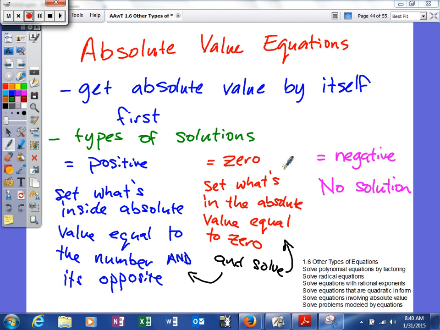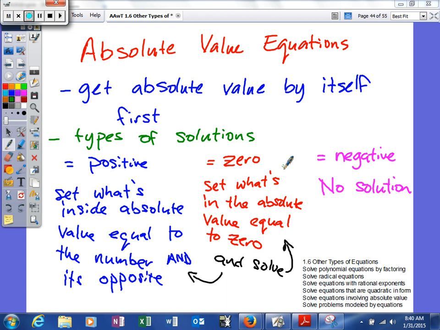Next, we're going to look at some little directions here. Absolute value equations, what we want to do is get our absolute value by itself first. So that means if anything's on the outside that's being added or subtracted, multiplied or divided by our absolute value, we need to get rid of that by undoing it using the inverse operations.